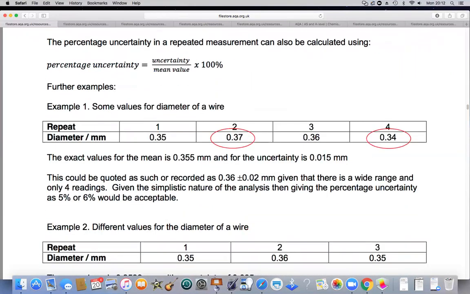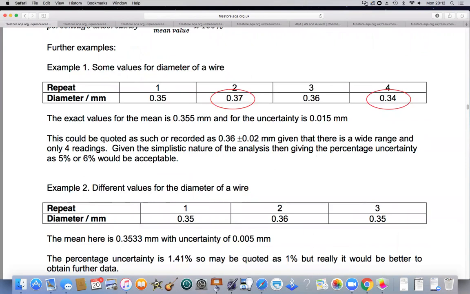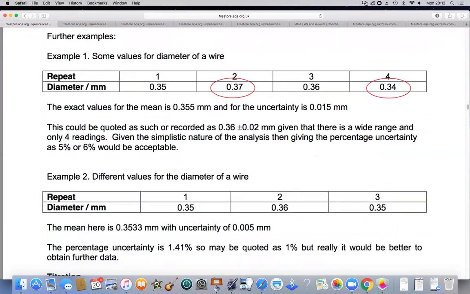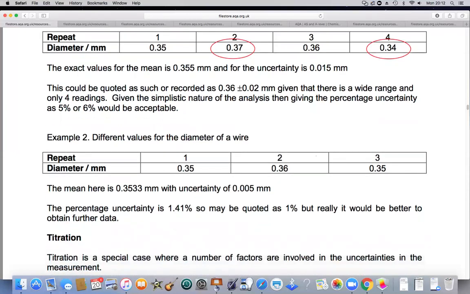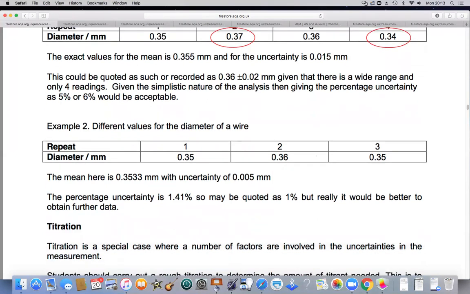There's another example here. Probably physicists have to deal with this a bit more. So measuring the diameter of a wire, 0.37 and 0.34 are the values that have been taken. The exact value for the mean is 0.355. The difference between the two is 0.03, so the uncertainty is taken as 0.015, half of the difference between the two values. But of course, because you're measuring to two significant figures, you should really quote values to two significant figures. But like it says, it's a simplistic analysis, so giving a percentage uncertainty like this would be acceptable.